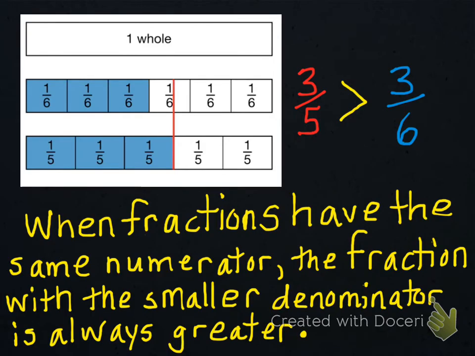So we can create a rule for this. The rule is that when fractions have the same numerator, or the same top number, then the fraction with the smaller denominator, or bottom number, is always greater, because we are dividing that same whole into a smaller number of parts. Therefore, those parts are going to be larger. If I have a rectangle and I divide it into 8 parts, obviously the parts will be smaller. If I take that same rectangle and only divide it into 2 parts, the parts will be larger. So it's always the smallest denominator, or bottom number, that will be the greater fraction when the numerators are the same.